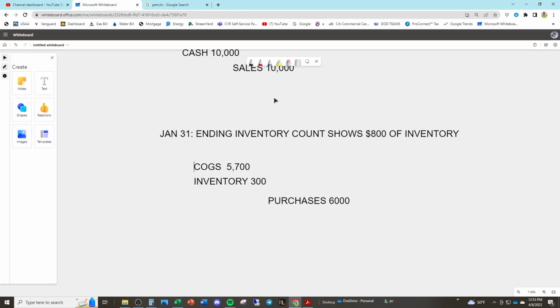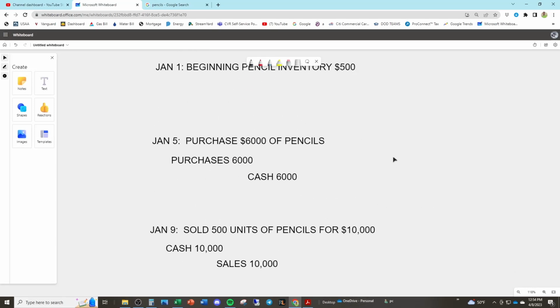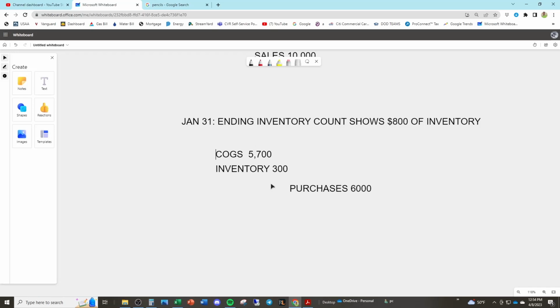You are not recording cost of goods sold until the end of the period. And you just do one massive journal entry to close out the purchases account, plus up your inventory, and the difference goes to cost of goods sold. Hopefully that makes sense. Hopefully you learned something. Stay tuned for other videos.